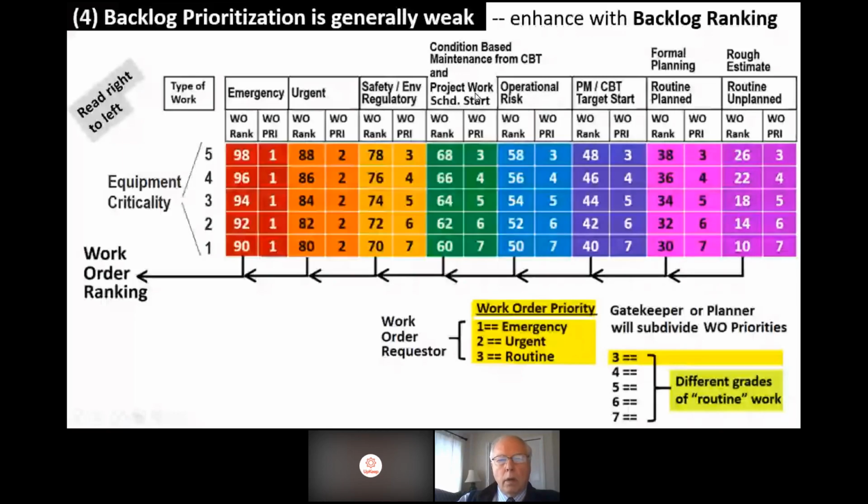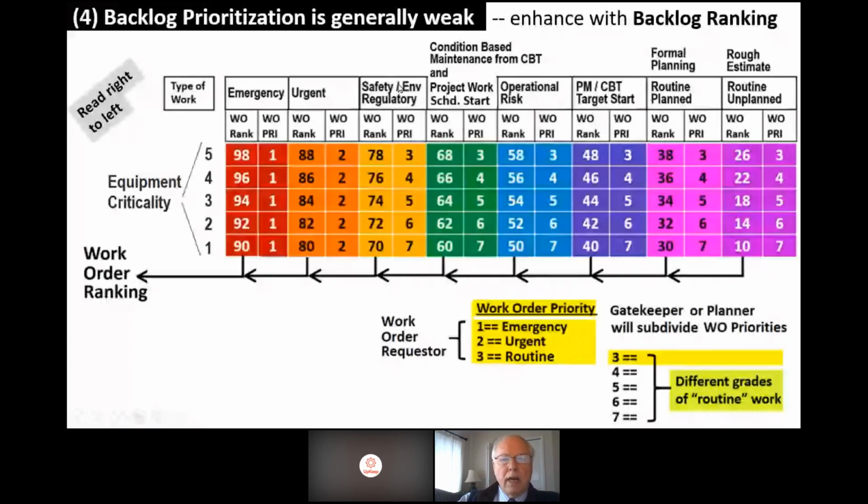Project work. So you've got a major contractor showing up Wednesday next week. Well, that would go into the scheduled start. And you better make sure you've got that work on the weekly schedule if that guy's coming on site. You can also have condition-based maintenance from CBT, the PDM, some people call it. And so if that's out there, you need to give that some priority. You can have more vertical slices than the ones I've shown here.